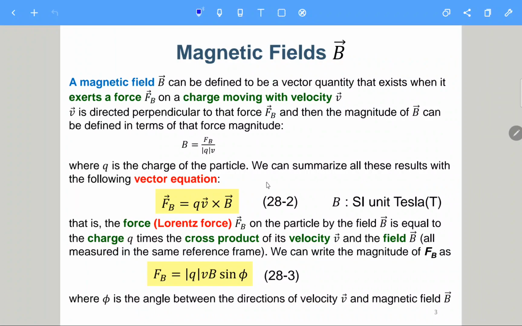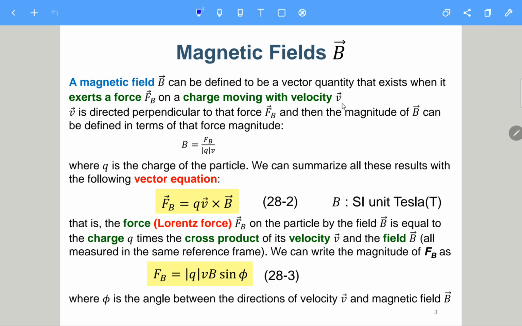But from now on, I will still keep using magnetic field, because all the slides and all the words in this textbook use magnetic field. So the magnetic field B can be defined to be a vector quantity that exists when exerting a force on a charge moving with velocity v.